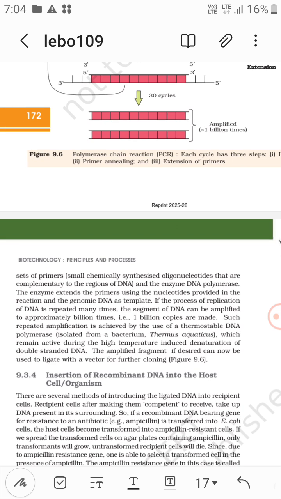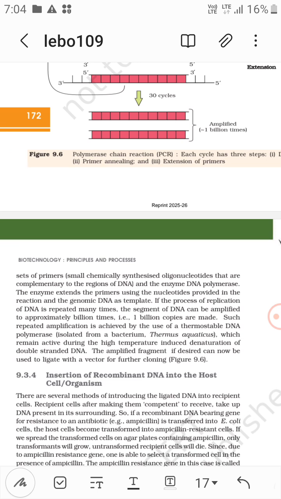The enzyme extends the primers using the nucleotides provided in the reaction, with the genomic DNA as template. If the process of replication of DNA is repeated many times, the segment of DNA can be amplified approximately a billion times. That is, 1 billion copies are made.